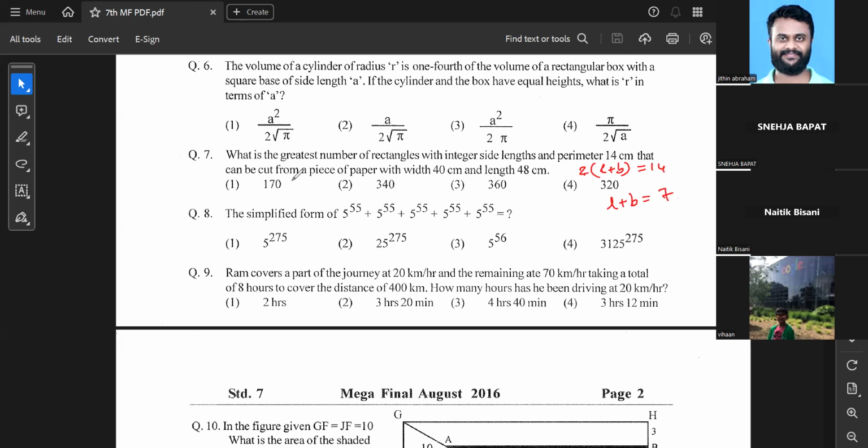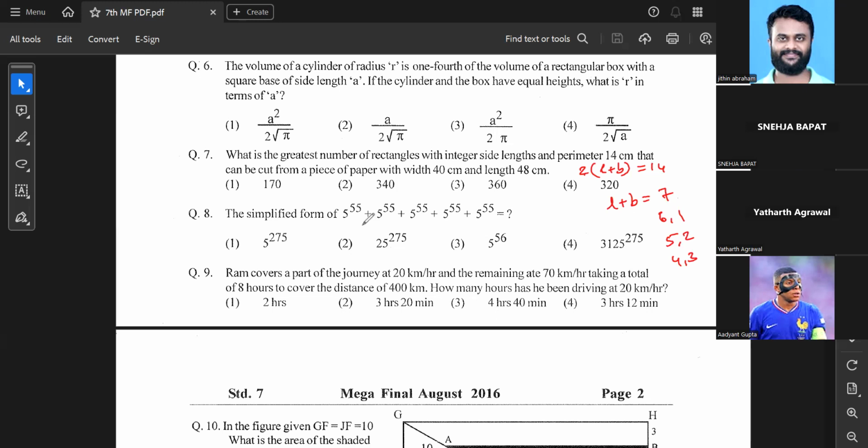Now, what are the possibilities over here? What can the length and breadth possibilities be? It can be 6 and 1, it can be 5 and 2, it can be 4 and 3. Only these 3 possibilities.